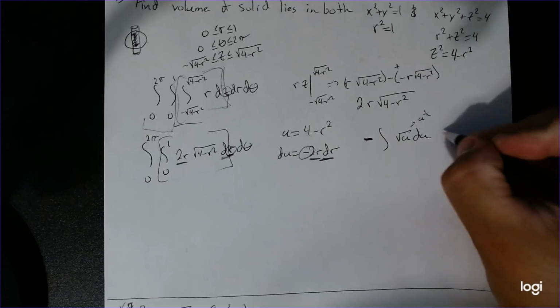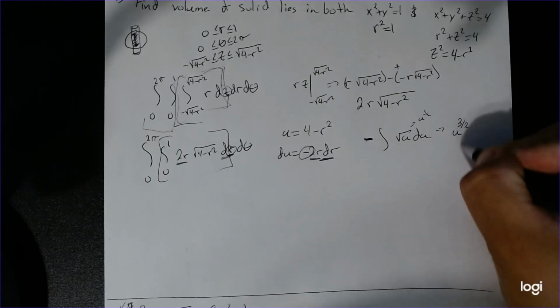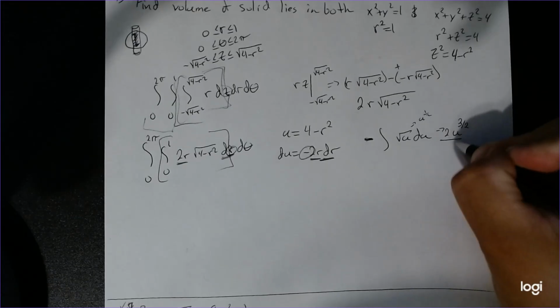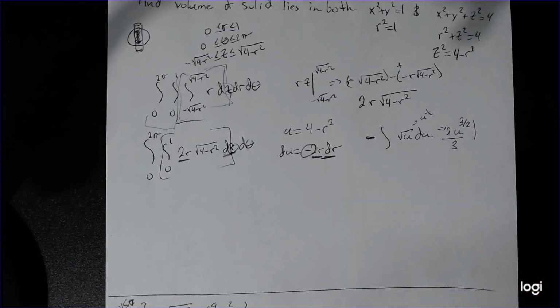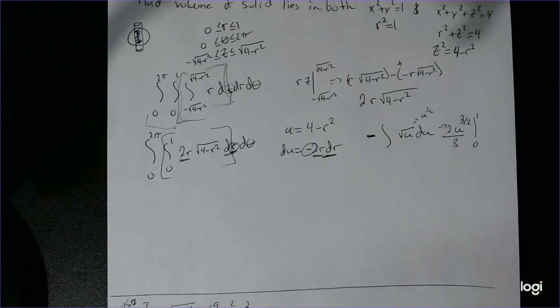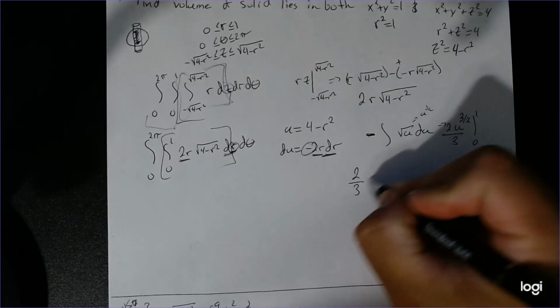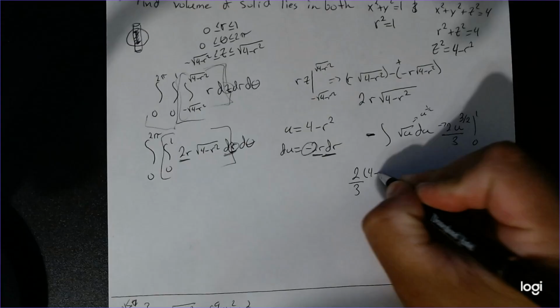So adding 1 is u to the 3/2 divided by itself. And that's it. This gets evaluated from 0 to 1 once I plug in u again. So what was u? This portion.